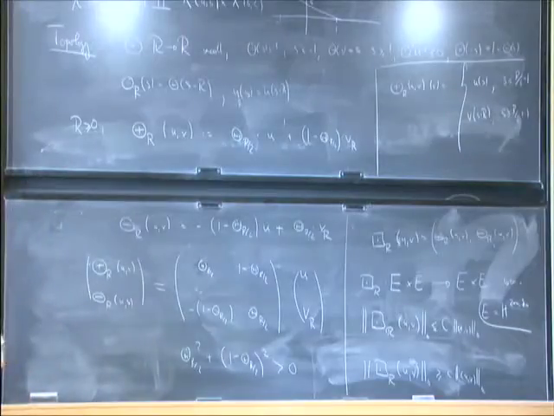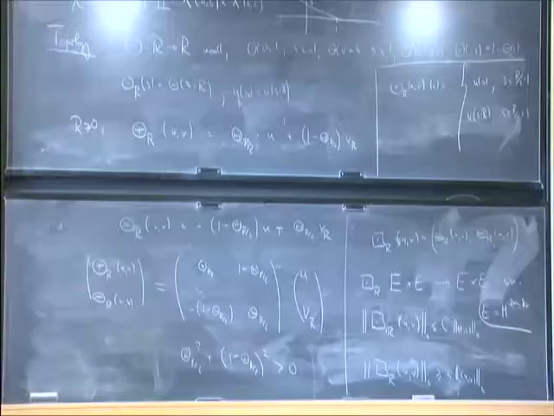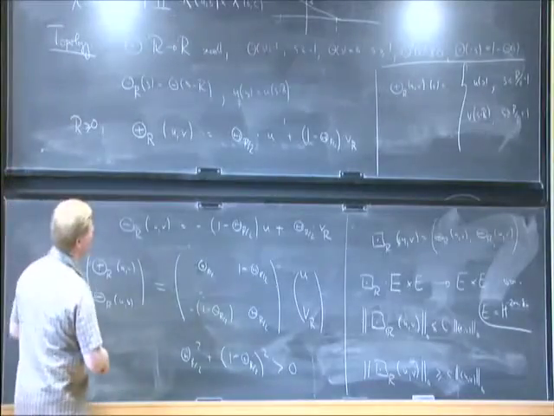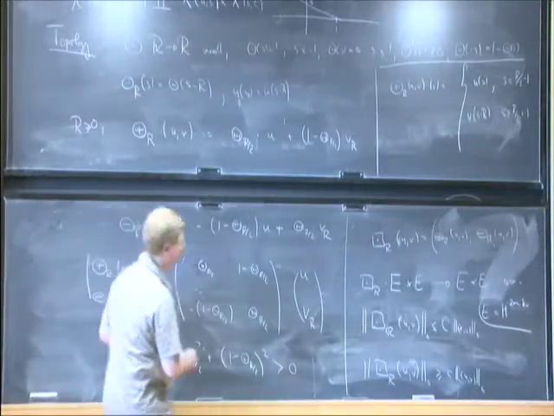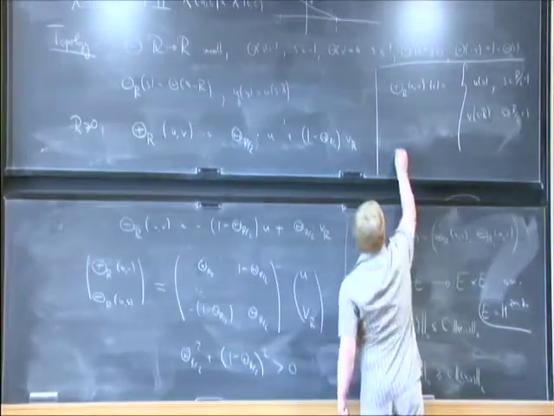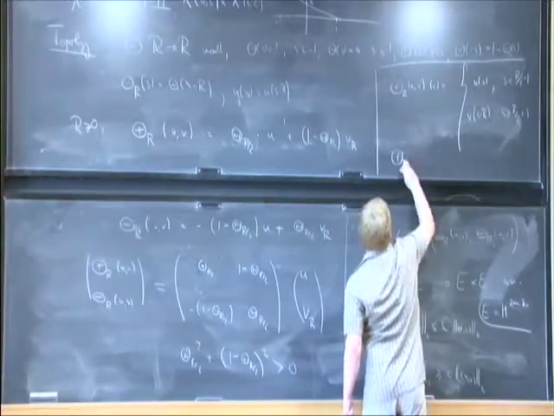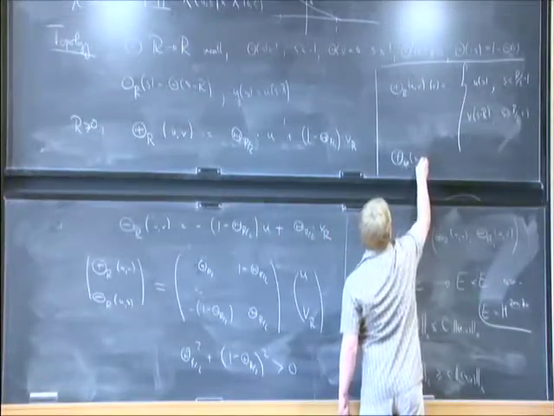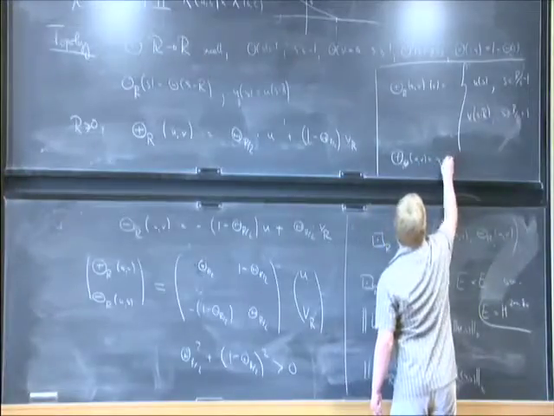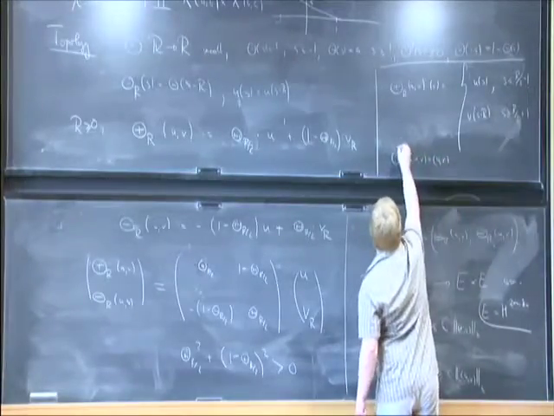You haven't defined anything for r equals infinity. Oh, I haven't defined anything for r equals infinity. Well, as in Katrin's talk, it's the identity. So theta infinity of uv is uv, and the same with minus.